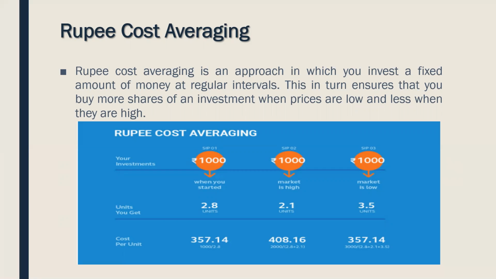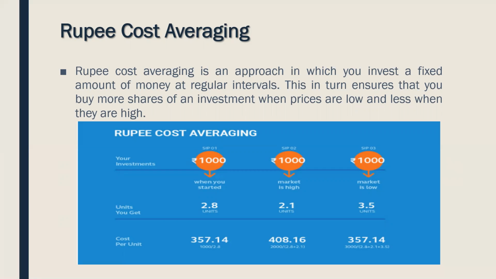The second month also you invested 1,000 rupees. But at that time the price was high for the security, so you were able to get only 2.1 units. So what was the cost per unit? 1,000 divided by, not 1,000, sorry, you now hold 2,000 worth of securities, right?